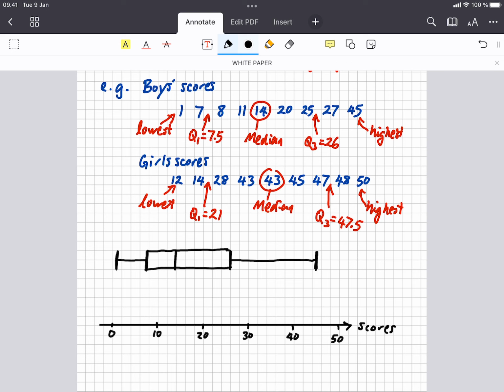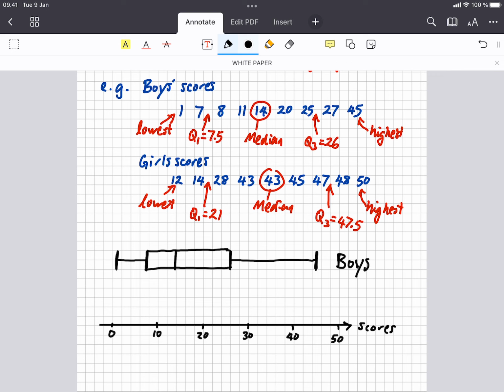But you've got the whole range of the data shown, and you've got the quartiles. So that's the middle 50%, in other words. The middle 50% of the data is shown by the box. The whole range of the data is shown by the whisker. And then you've got the median just shown by a line in the middle of the box. So those are the boys' scores.